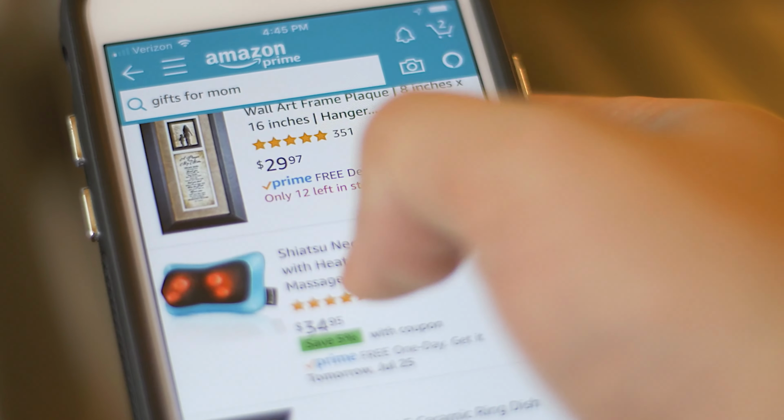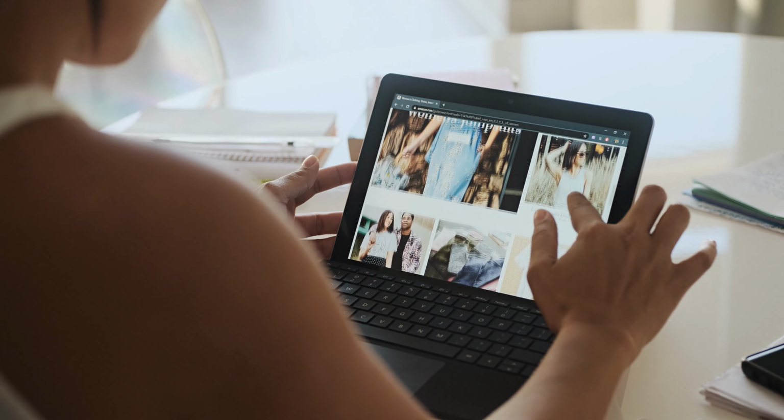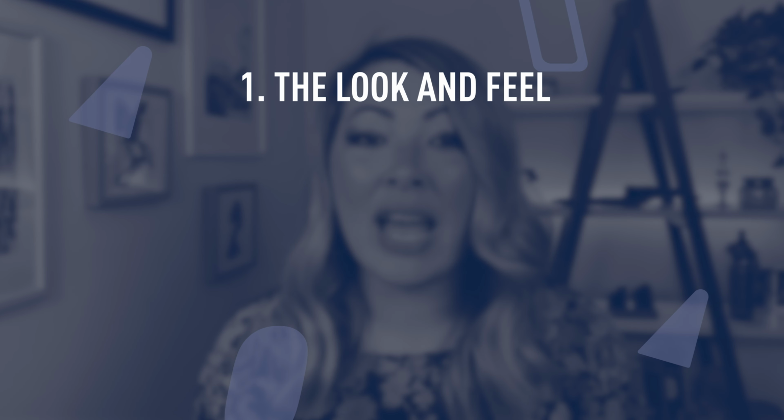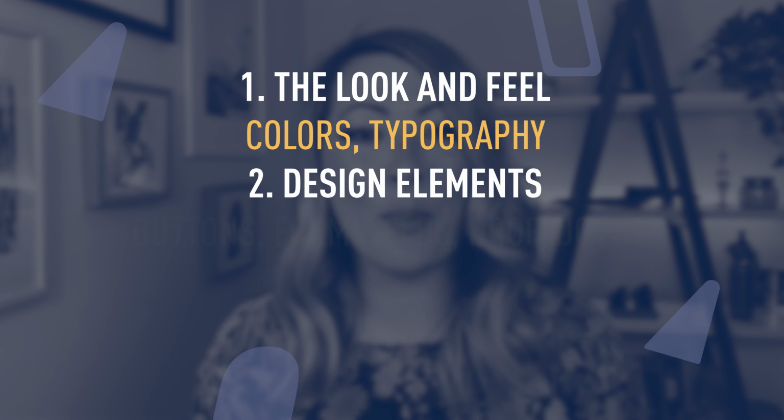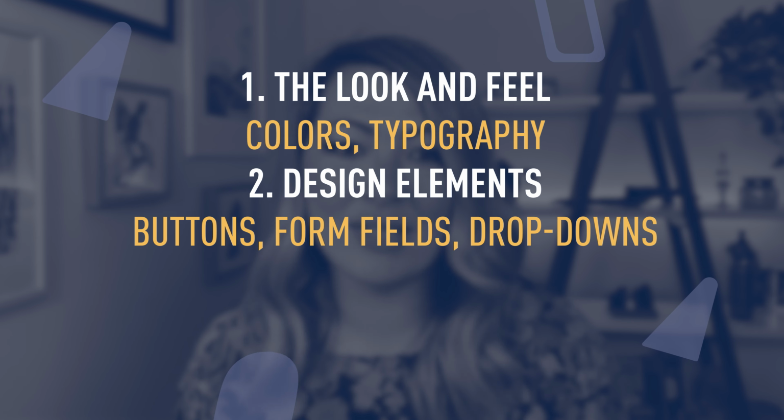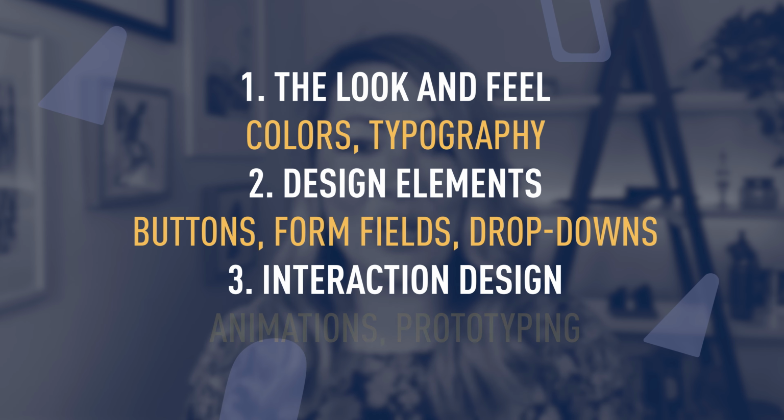UI design refers to the visual design of a digital product's interface. It's the process of creating interfaces, and it's typically apps or websites with a focus on a few things. Number one, the look and feel, so colors, typography. Number two, design elements like buttons and form fields and dropdowns. Number three, interaction design, so animations and prototyping. And then of course you wanna think about creating a cohesive brand across all these design elements. Yeah, I know, it could be a lot to think about at first, but we'll take it one step at a time.